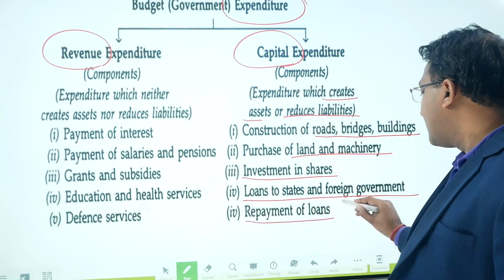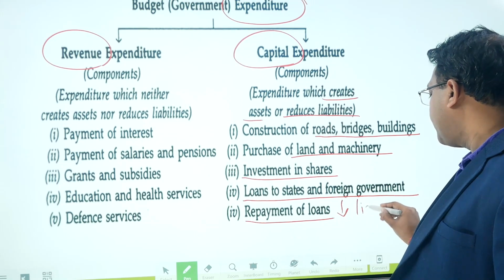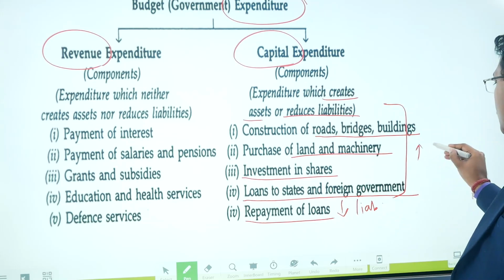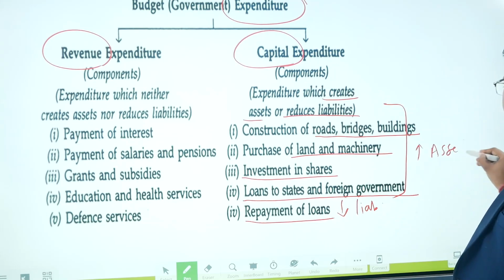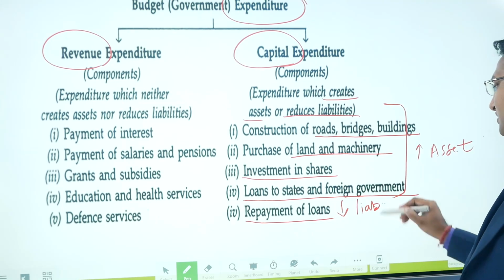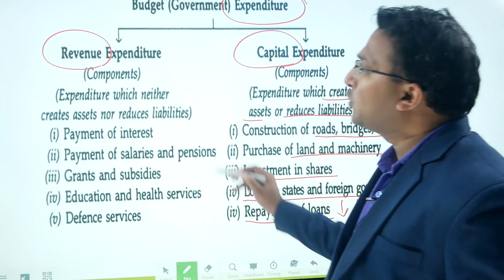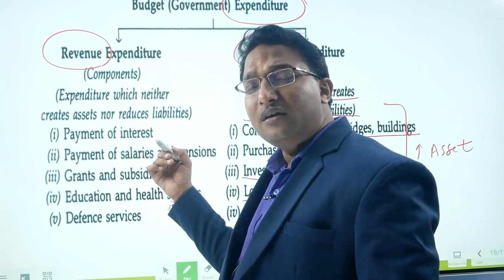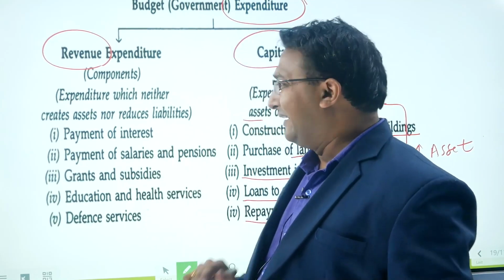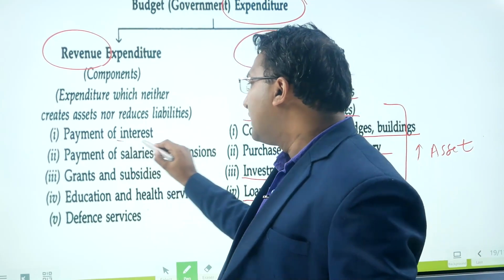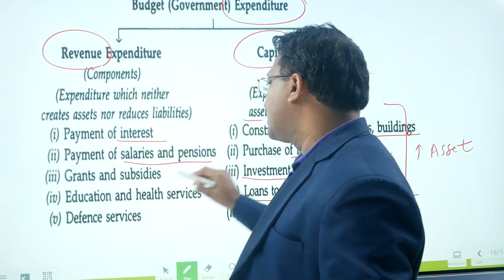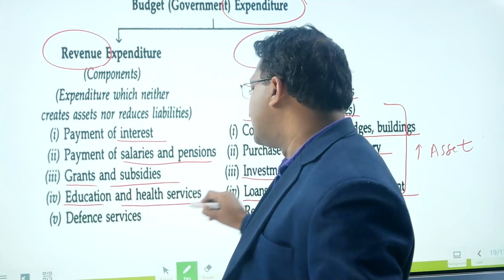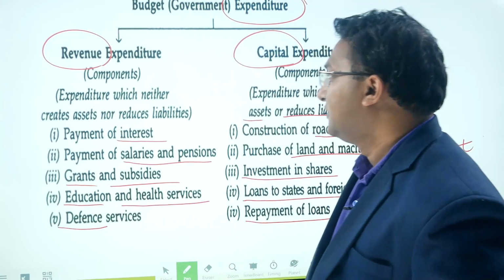Repayment of loan is reduction in the liability. So all these first 4 items are examples of creation of asset or increase in the asset base, and this is the reduction in the liability part. Coming to revenue expenditure, it does not have any impact upon the asset and liability, and it is recurring in nature. Examples include interest payment, salaries and pensions, grants and subsidies, education and health services, defense services.